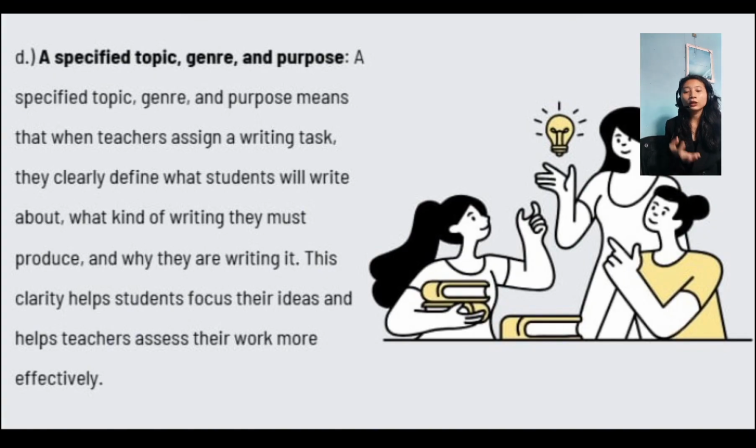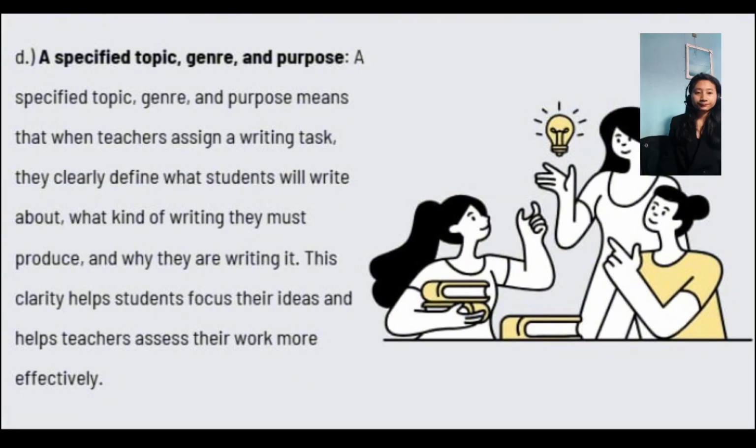And the purpose is why the student wrote the story and why in that genre. For example, tragedy: maybe to be proud that their mother sacrificed in another country and was not ashamed of it. That way the students know, or their ideas are more organized, through a specific topic, genre, and purpose.